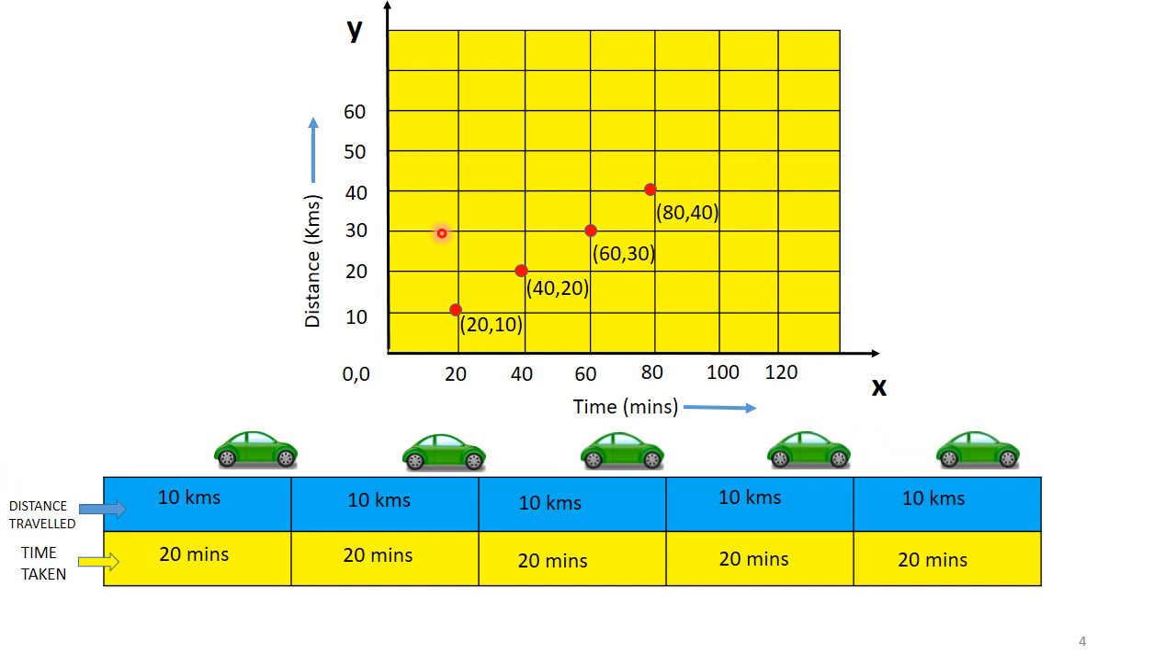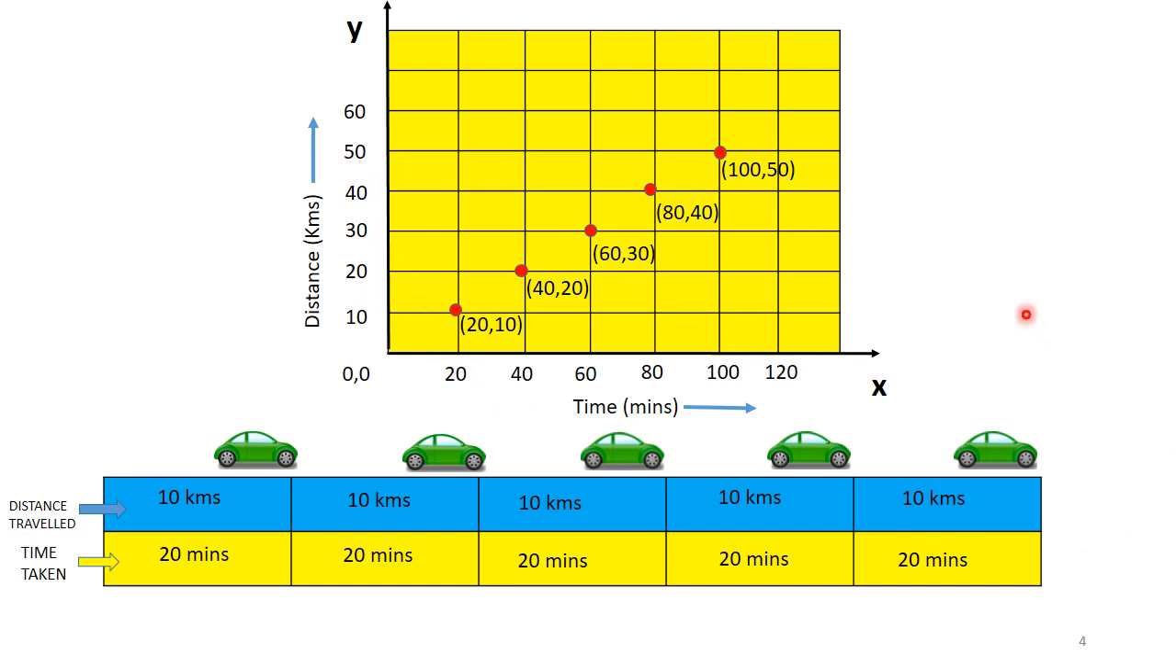Then for the last phase, we see the car again travels a distance of 10 kilometers and the time taken is 20 minutes. But the overall distance covered by the car is 50 kilometers, and the total time taken to cover this distance is 100 minutes. So the point plotted is 100 and 50. 100 denotes the total time taken and 50 is the total distance covered from the initial point.